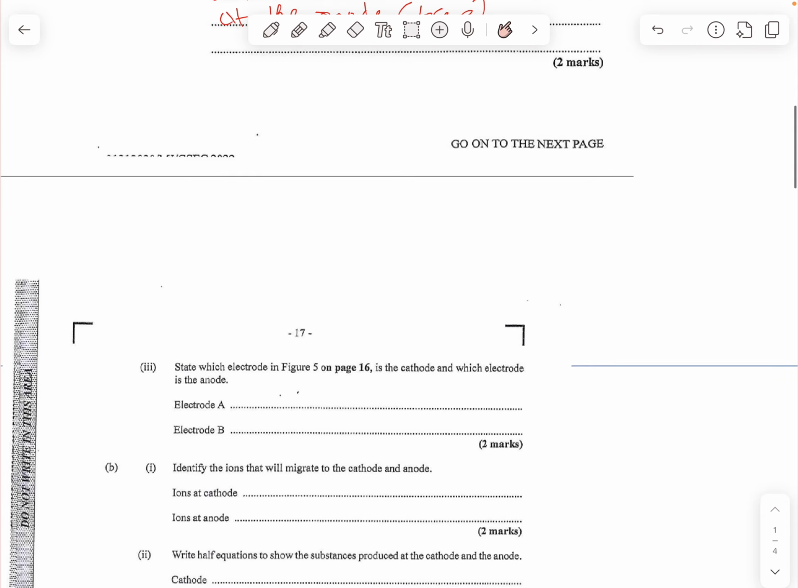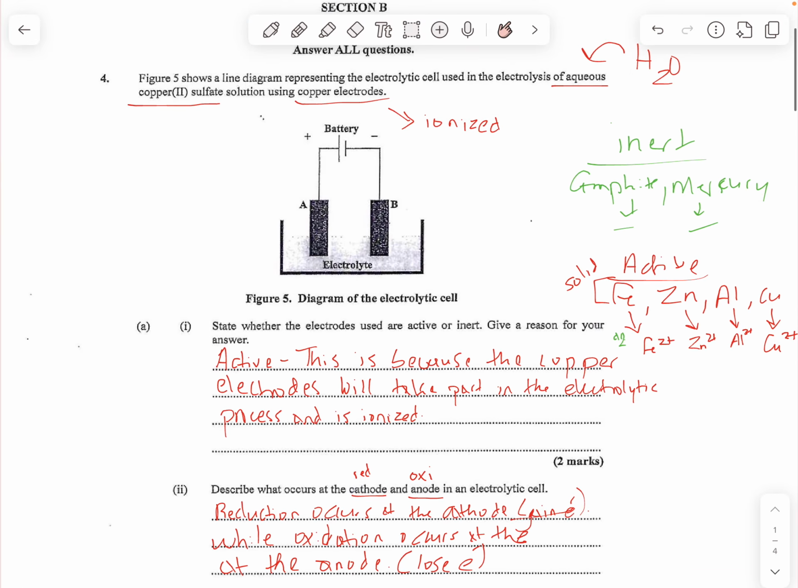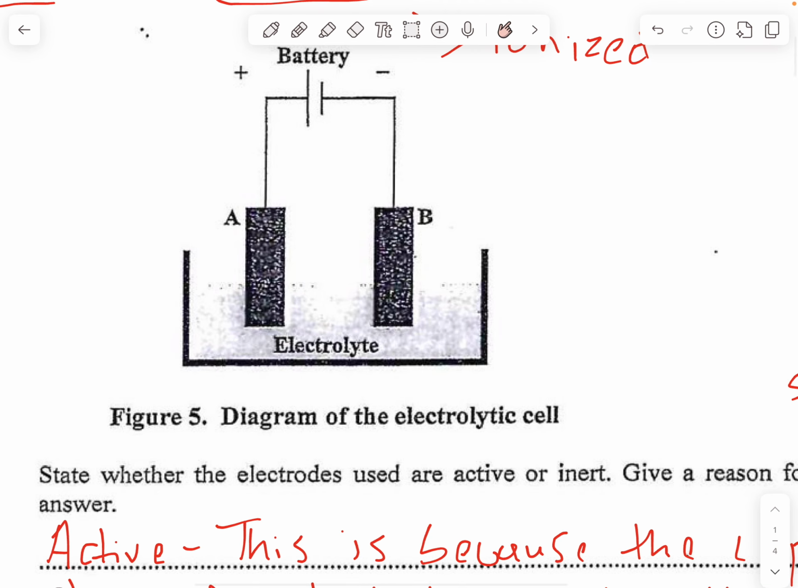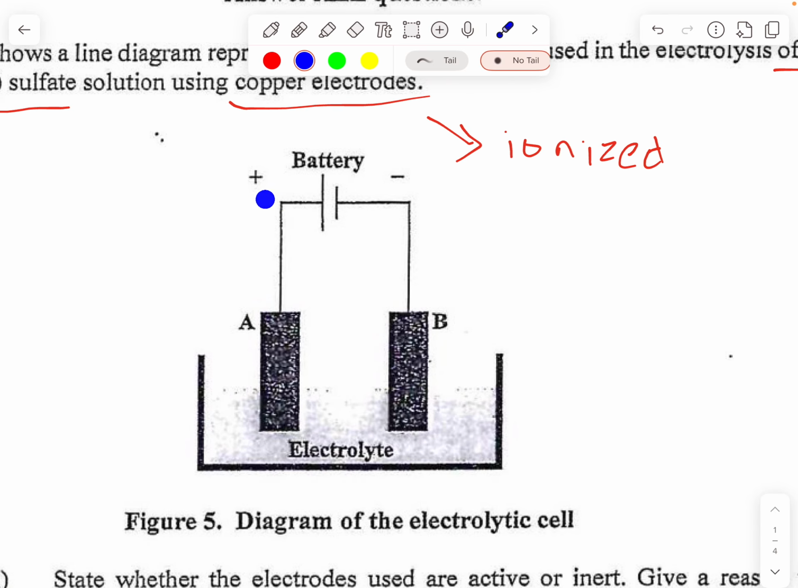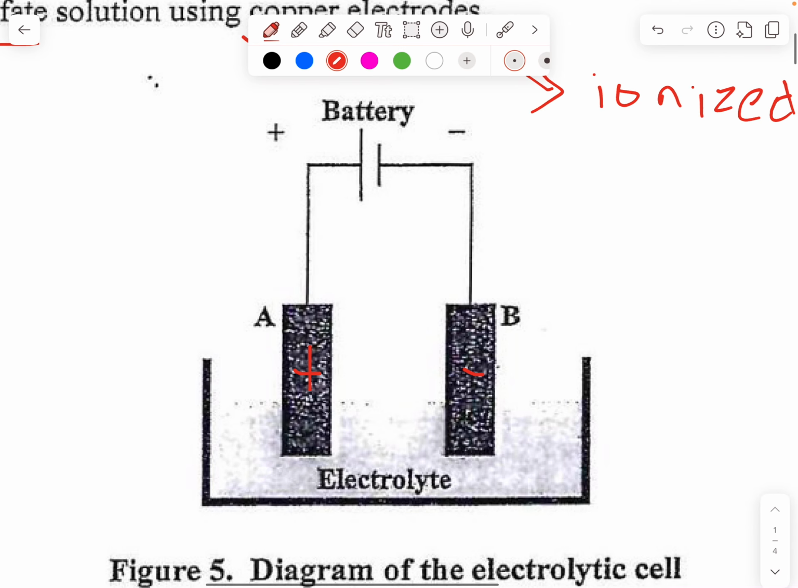Nice. Now we're at our next question. So it says, state which electrode in figure 5 on page 16 is the cathode and which is the anode, right? And we have to look at the charges. So note that right here we have a positive terminal on the battery. So our left has a positive terminal on the battery, which means that the electrode that is connected to it will be positive, right? That's how we complete the circuit. A positive electrode will be connected to a positive battery, and a negative electrode will be connected to a negative battery, right? And the positive electrode is an anode.